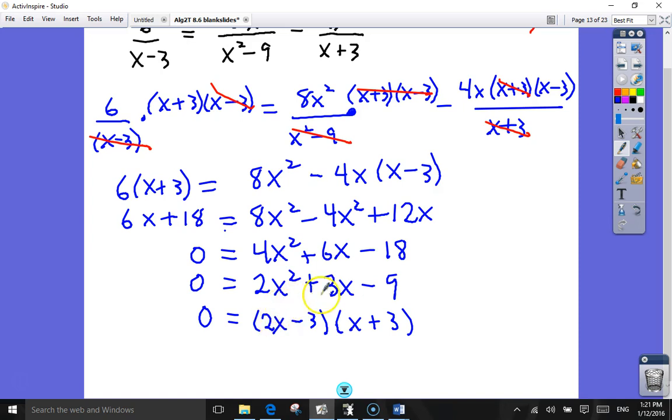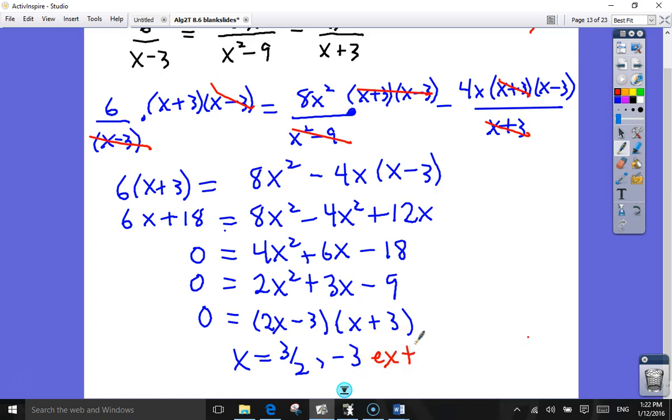Now I get 2x times 3 is 6x. Negative 3 times x is negative x. So 6x minus 3x. That works. And so now my answers are 3/2 and negative 3. And negative 3 is extraneous.